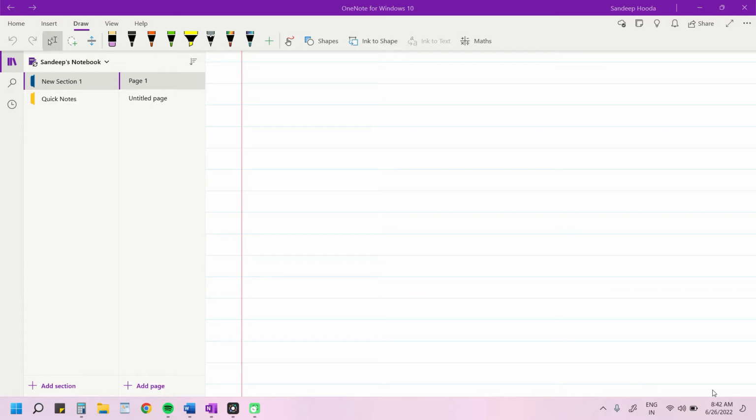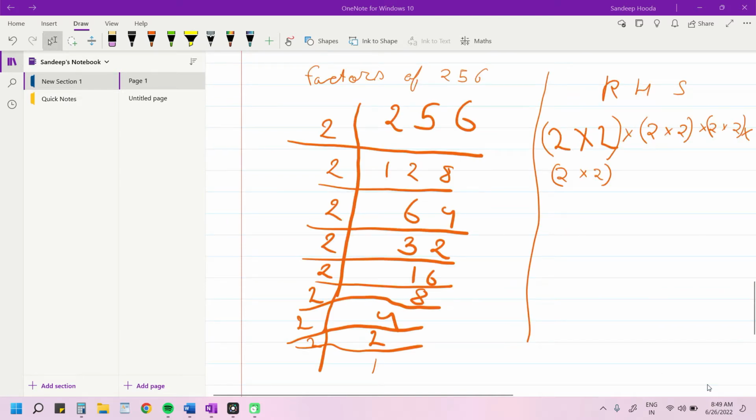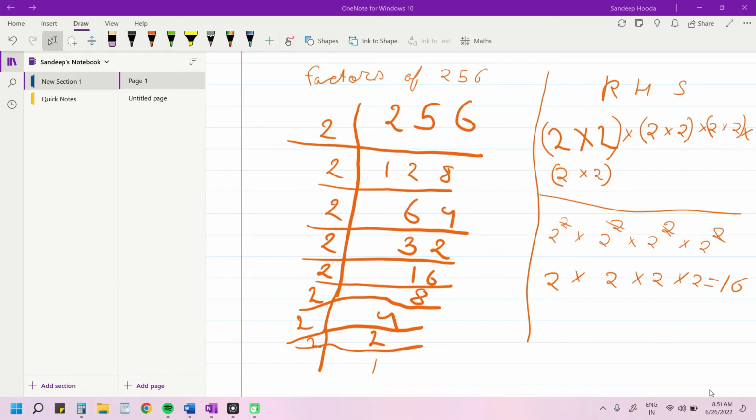Let's start with part 1 and take an example of 256. We will use the factorization method to find the square root of 256. We found the factors of 256 and we have written them in groups of 2 on the right hand side. We can further write these as squares of those factors. Now we will remove the squares and we will focus on the factors. The result of multiplying these factors is 16. So the square root of 256 is 16.